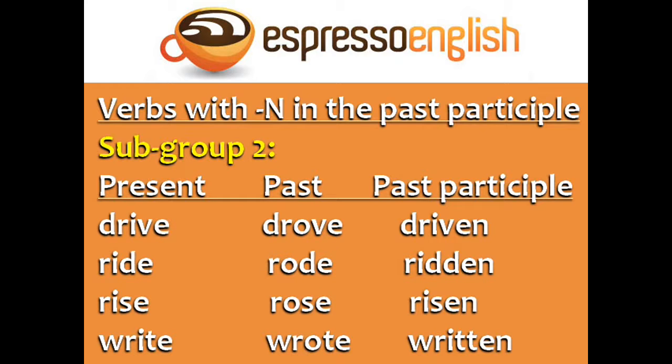Subgroup 2 has o in the past but not in the past participle. Drive, drove, driven. Ride, rode, ridden. Rise, rose, risen. Write, wrote, written. Notice that the sound of the i changes from the present to the past participle. The present is drive, and the past participle is not drive, but driven.